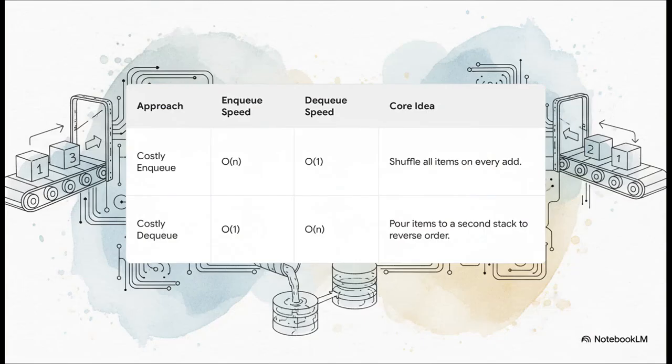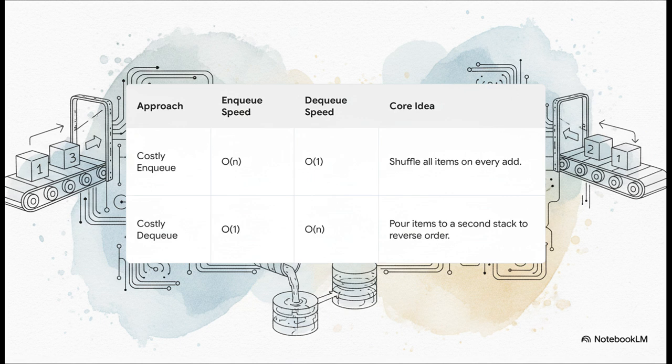It turns out there are two main ways to do it, and each one comes with a totally different performance trade-off. First, you could make adding an item, the enqueue, expensive. Every time you want to add something new, you have to move everything to a helper stack, add your new item at the very bottom, then move it all back. This keeps the oldest item right on top, ready for a super fast dequeue.